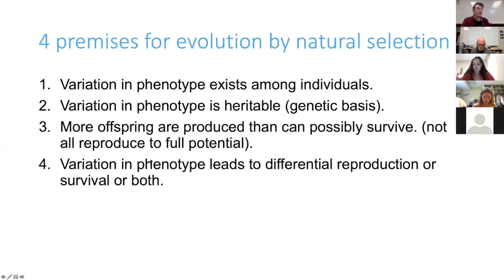I want to start by reminding you about these 4 premises or preconditions for evolution by natural selection. We want you to think about the things that we talk about in class in relation to these 4 ideas. And when all 4 are met, the consequence for our population is evolution by natural selection. So we'll be thinking a little bit about number 3 today as we go.